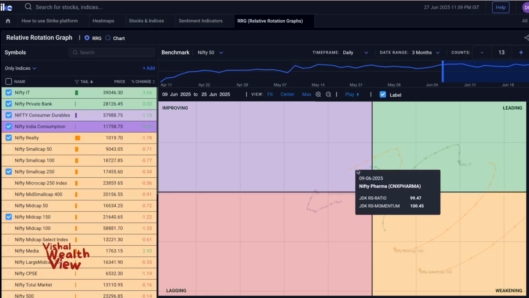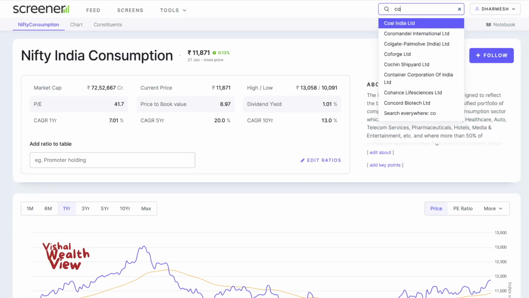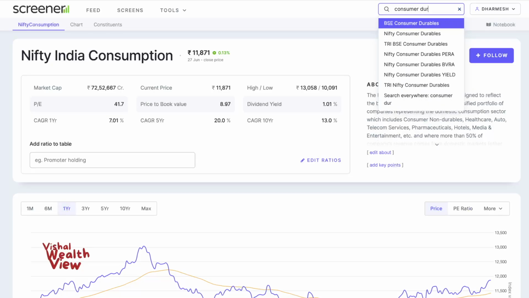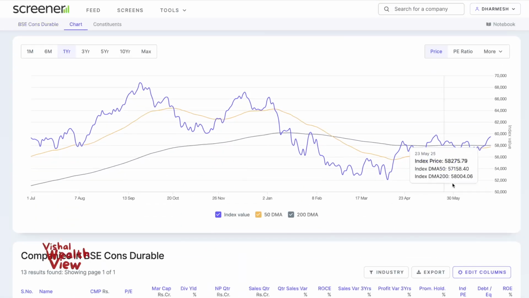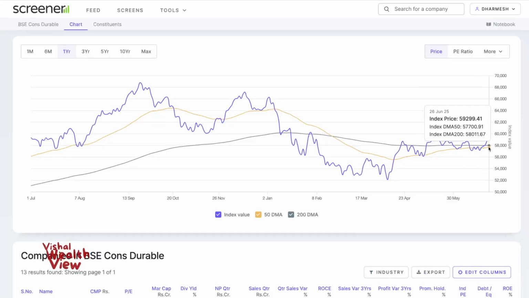What about consumption? Consumer durables and consumption are different things. I was taking a look at consumption. Wait a second, what's consumer durables? BSE consumer durables. So yeah, it has also been giving a breakout. I'm sorry, I mixed two things. Consumer durables is moving from a weakening to an improving category. And if we see the current stock, it is giving some amount of breakout from its consolidation phase.